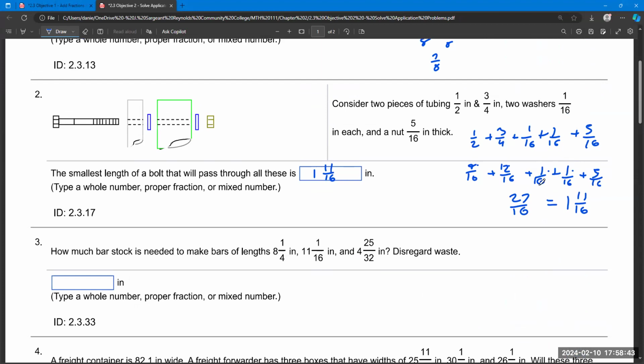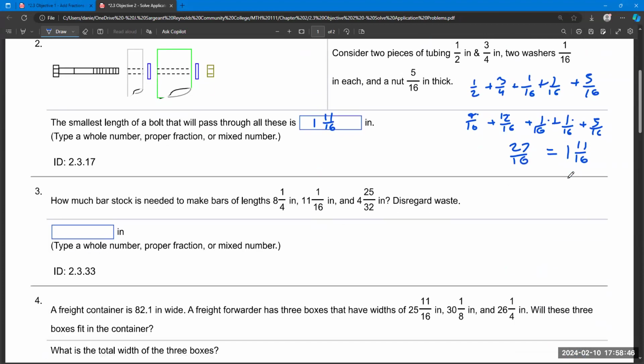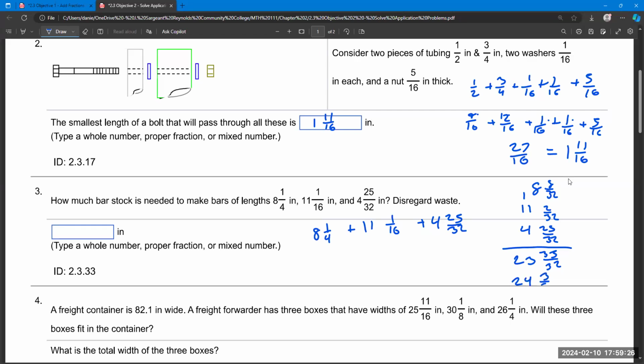How much bar stock is needed to make bars of lengths 8 1/4, 11 1/16, and 4 and 25/32? Let's change everything to 32nds. This is 8 and 8/32. This is 11 and 2/32. This is 4 and 25/32. That gives me 10, 35/32, 9, 13, 23. So this is 24 and 3/32.